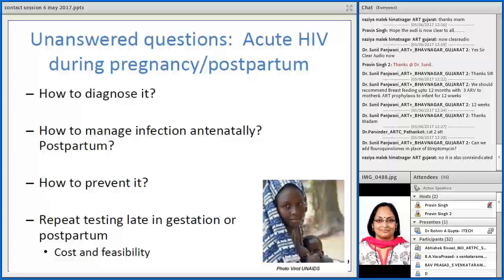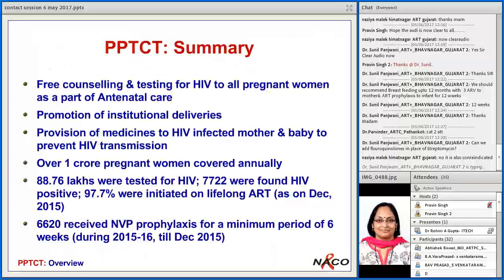The question is, can we add fluoroquinolones in place of streptomycin? There are no guidelines on this in the RNTCP, so I will not be able to comment on this, but we can take an expert opinion about whether we can add something else instead of streptomycin. There's no harm in giving fluoroquinolones, but it is not written in the guidelines.